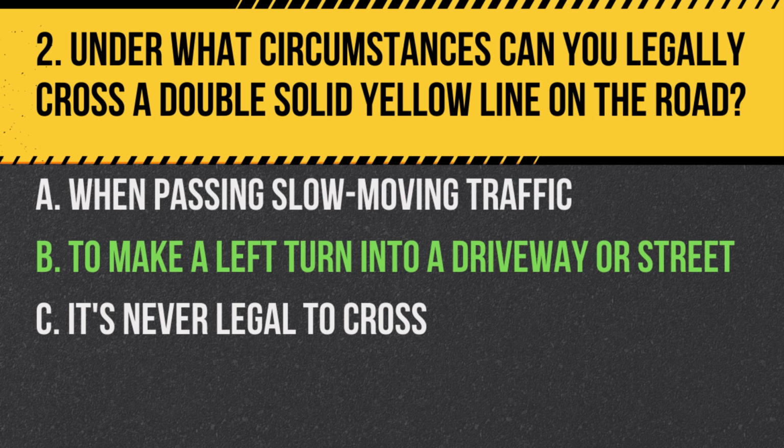Answer B. To make a left turn into a driveway or street. Double solid yellow lines may be crossed only to make a left turn into a driveway, business, or another street.